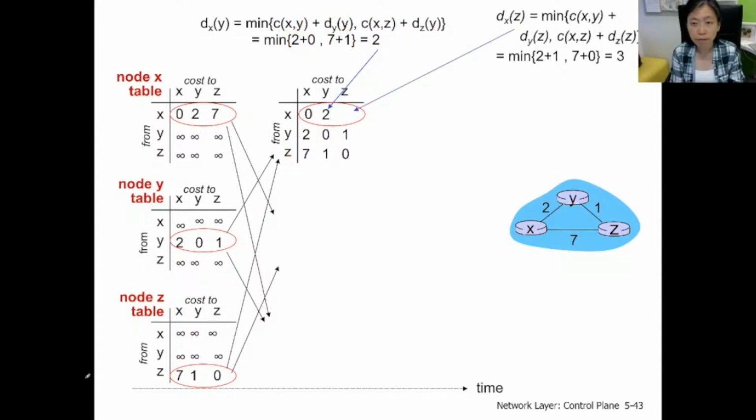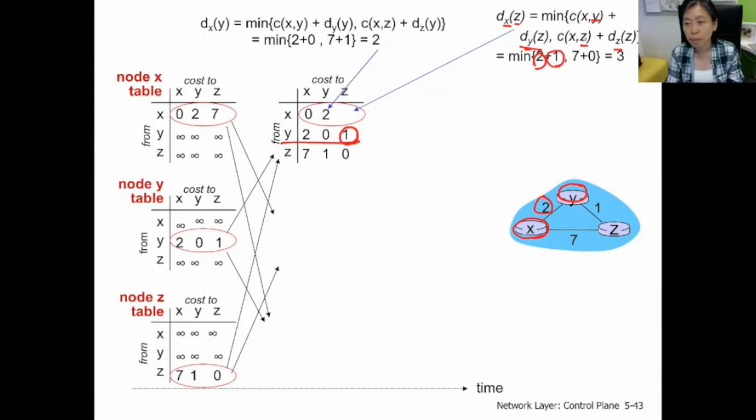And now we derive dxz, from x to z. Again, from the same source, 2 possible neighbors, y and z. Link cost from x to y is 2, so 2 right here. For the shortest distance from y to z, we look up the y row to z. The distance vector from neighbor y suggests it should be 1. That's what we are seeing here.